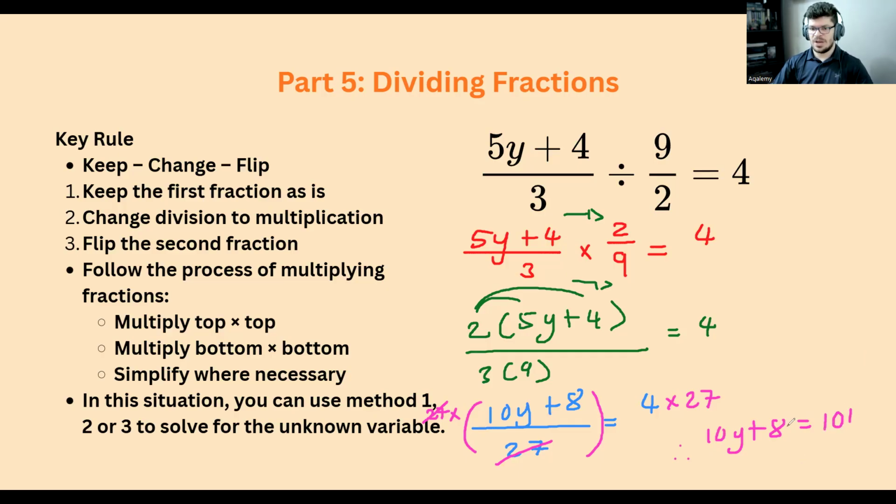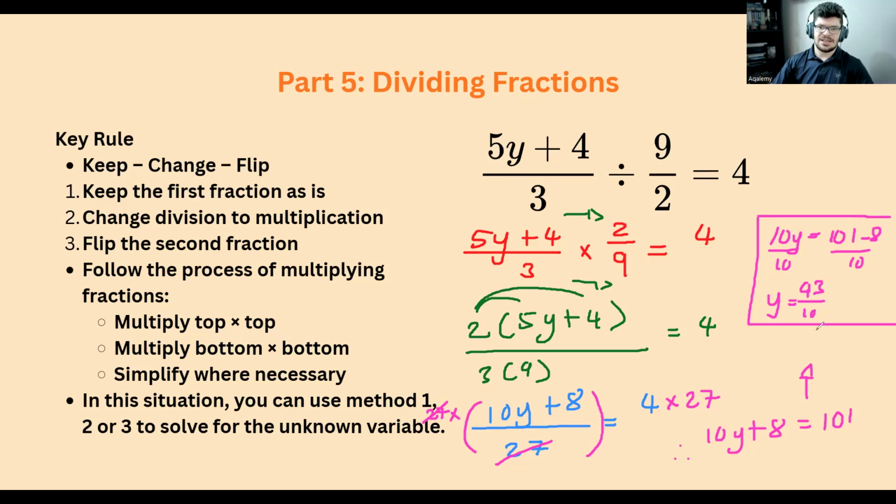Okay, send 8 to the other side. Let me do it here at the top in this box for convenience. 10y is equal to 108 minus 8, divided by 10 on both sides. Okay, y is equal to, what is this? It's going to be 100 over 10. And that is our final answer. Okay, so 100 over 10 is our final answer for this question.